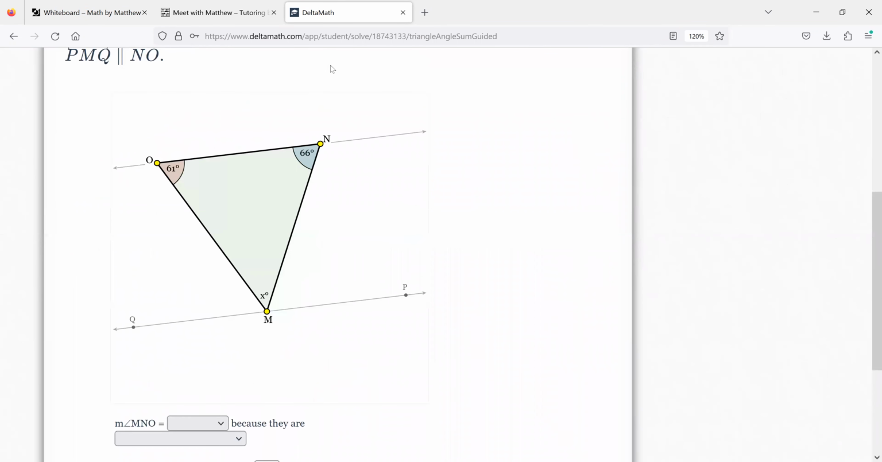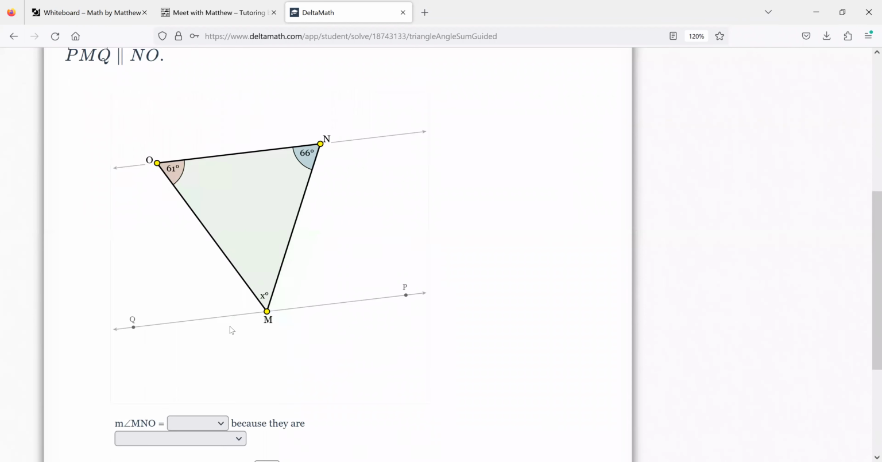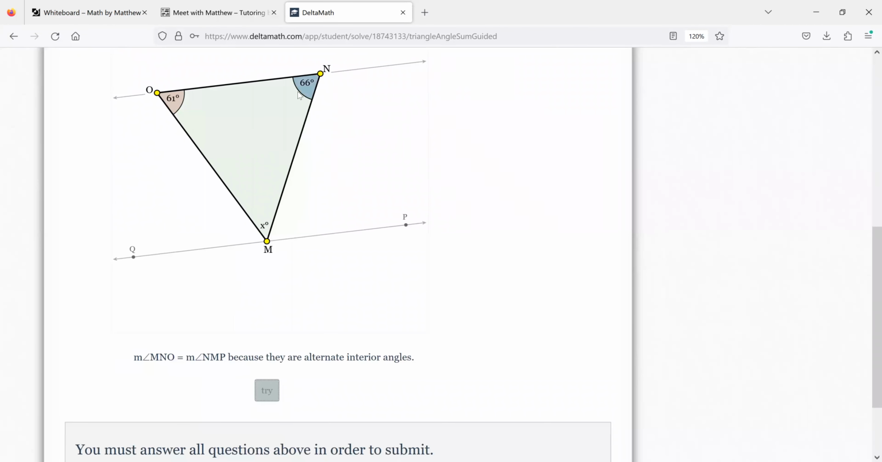Okay. I think what they're trying to get you to do each time is recognize that this angle here, this 66, is the same as this angle down here. And this 61 is the same as this angle over here. They look really similar each time. So MNO, this 66 degrees is congruent to NMP, this one down here, and it's because they are alternate interior angles. So you should see this pizza slice come down here.